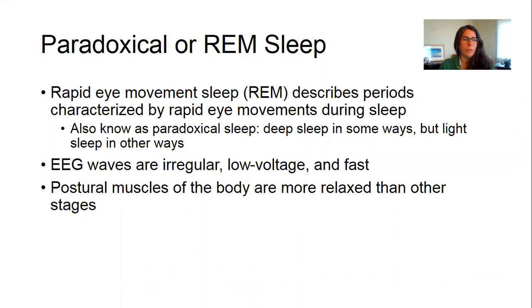Muscles are controlled. One is not able to move portions of their body. However, there's rapid movement of eyes. This is the point in the sleep cycle where most dreams occur, but people have reported having dreams in other phases of sleep. Right, so the postural muscles of the body are more relaxed than other stages, but there's also an inability to move them.